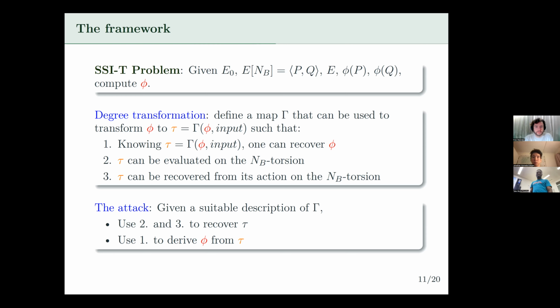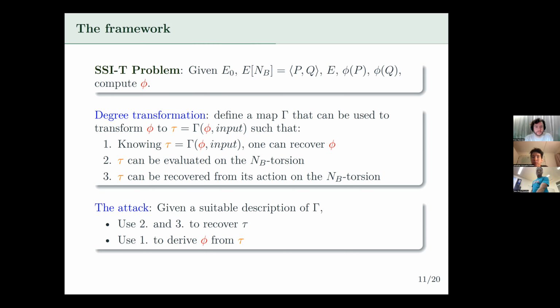So maybe I repeat this again. You have an unknown isogeny phi. You first do a degree transformation to obtain an isogeny of degree NB. You evaluate it on the NB torsion. You recover this isogeny from its action on the NB torsion, and then you use this isogeny tau now to recover your secret phi.